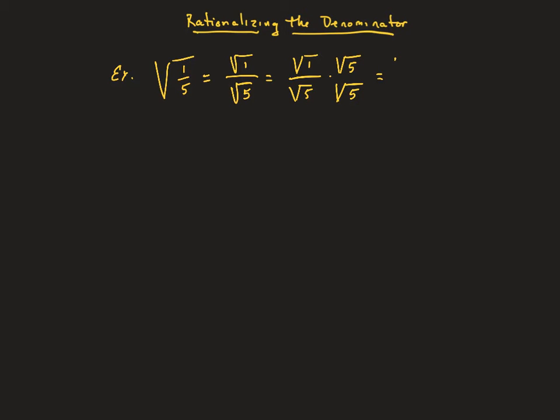So this then becomes, as I multiply across, the square root of 1 times the square root of 5 is going to be the square root of 5. And then the square root of 5 times the square root of 5 is going to be the square root of 25. And then when we simplify, I would have the square root of 5 over 5. So I was able to rationalize that denominator by removing the radical from the denominator, and there you go. That would be that in simplest form.